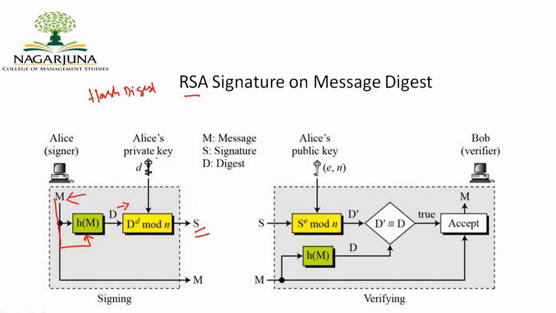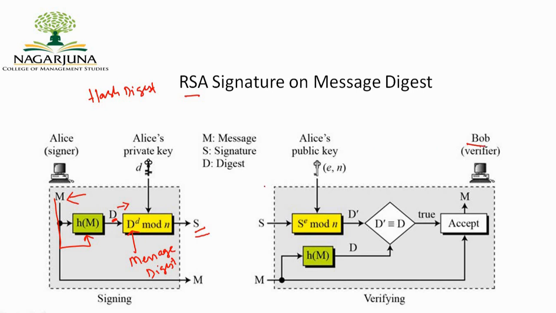Now Alice is going to generate a digital signature not based on the message, but rather on the message digest or hash digest, that is D. In the previous slide the digital signature was generated against the message. In this slide you can see that the digital signature is being generated against the message digest, which is also called a hash digest.